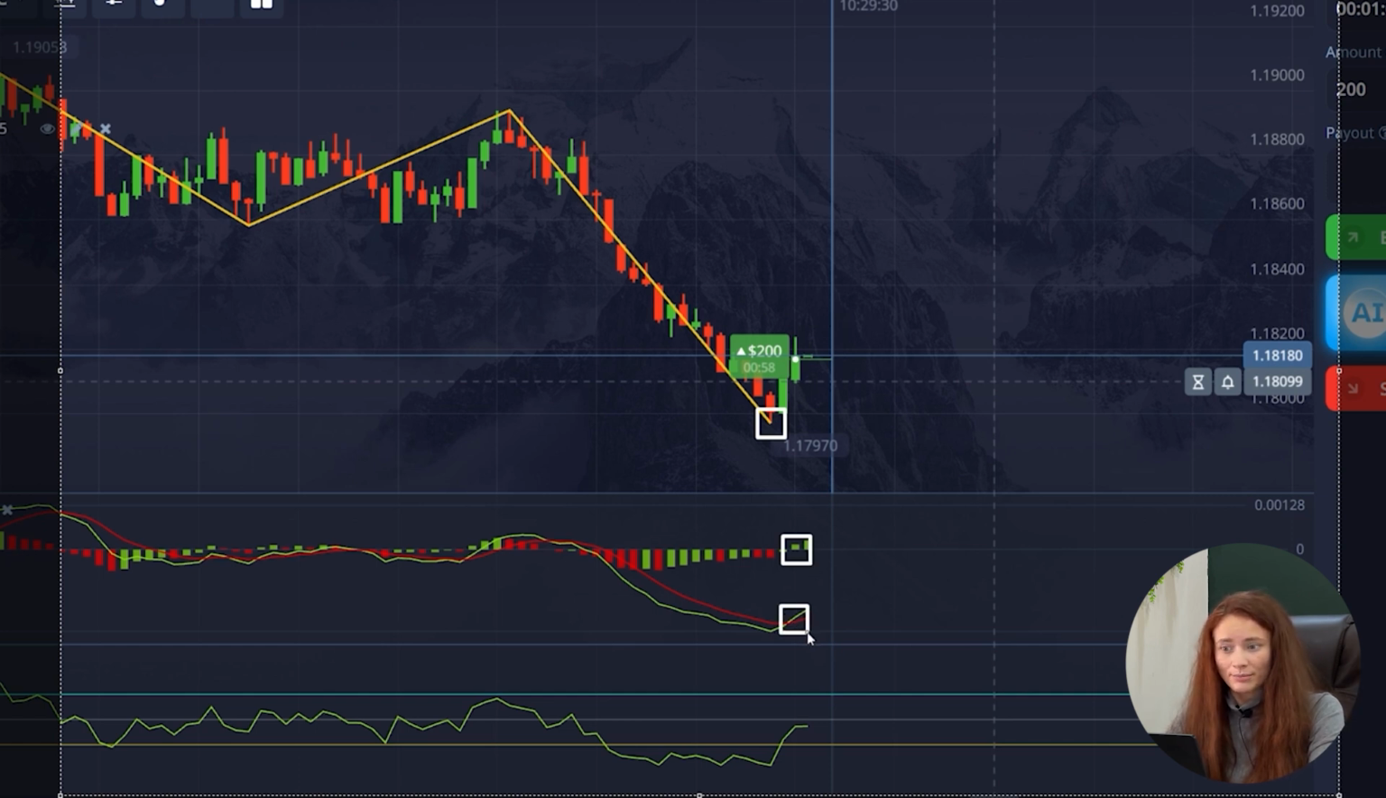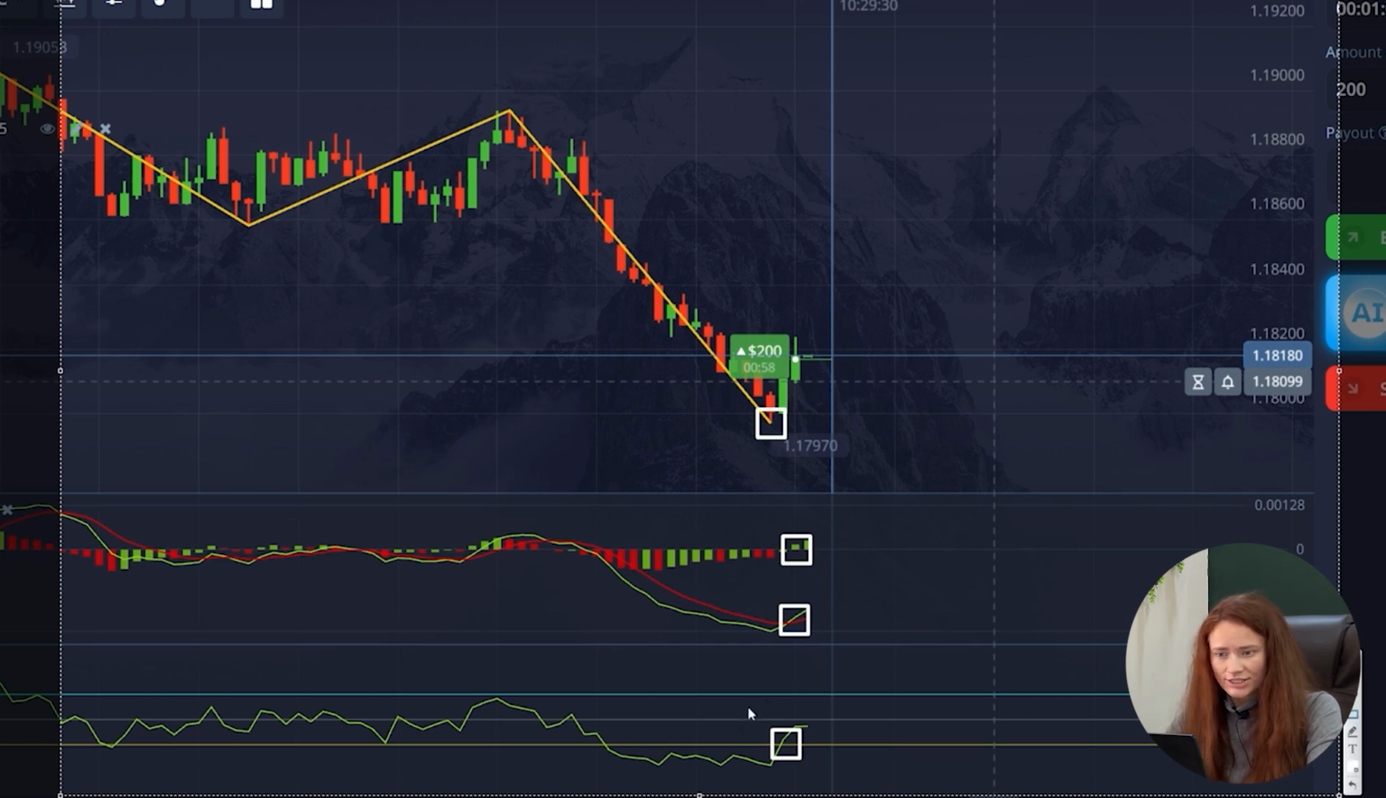Now we need to check MACD. I'm interested in the 0 level at this indicator. The graph of the indicator began to build above it, which means an increase in price. The indicator lines also crossed each other, which means a change of trend. So now it has become ascending.